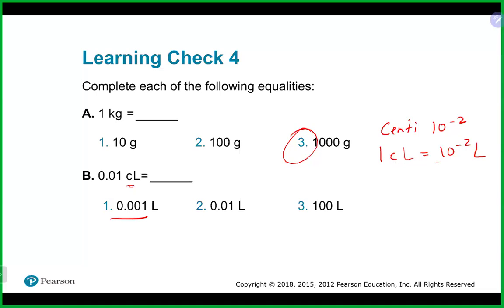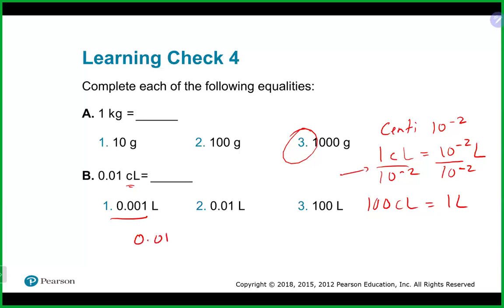So divide by, see what we get when we do that. We'll take 1 divided by 10 to the minus 2, and that should give us 100 in this case. So there's 100 centiliters in 1 liter. So we can use this as a conversion factor. We actually could just use this as a conversion factor.